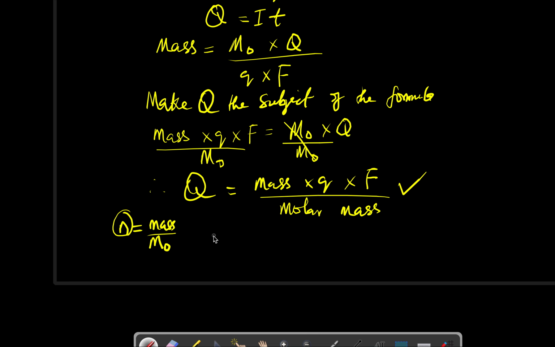That means mass over molar mass represents N, standing for number of mole. So I can bring down this formula to be Q equal to, in place of mass over molar mass, N here, times Q times F. That means Q is equal to NQF. We are still talking about electrolysis, and many of you have not seen this formula in electrolysis. You probably have seen all the ones I've been doing, but you don't know we can derive this one too. Now that we have it, let's use it to solve problems, so that you don't mess up during exam.